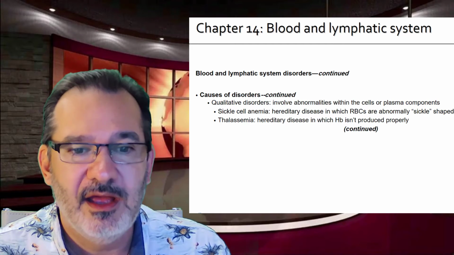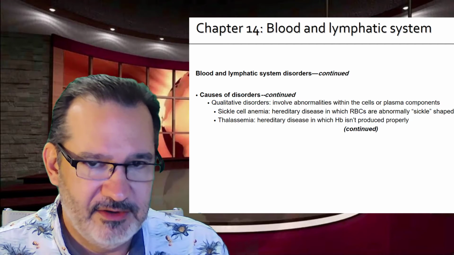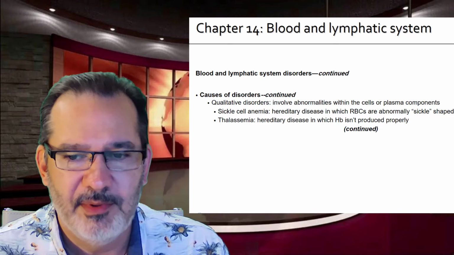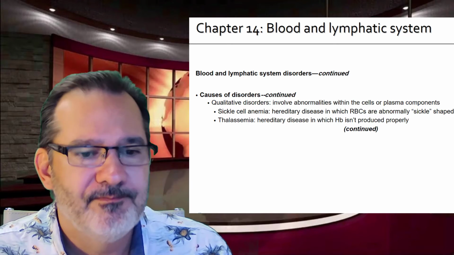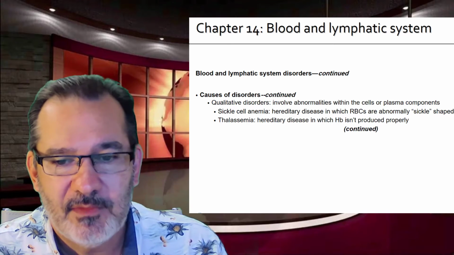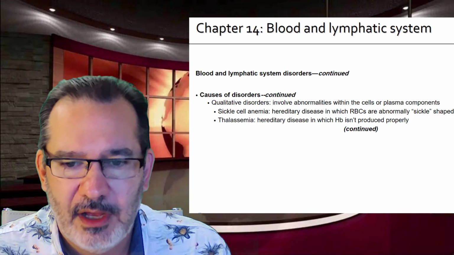Okay. Let's see, what else do we have? Sickle cell anemia, hereditary disease, which is common in the African American population, where the RBCs are abnormally shaped, so they don't function properly. Thalassemia is a hereditary disease where hemoglobin isn't produced properly.